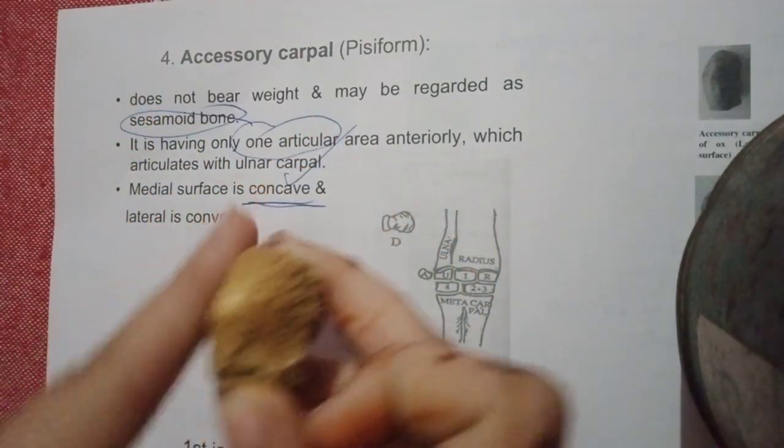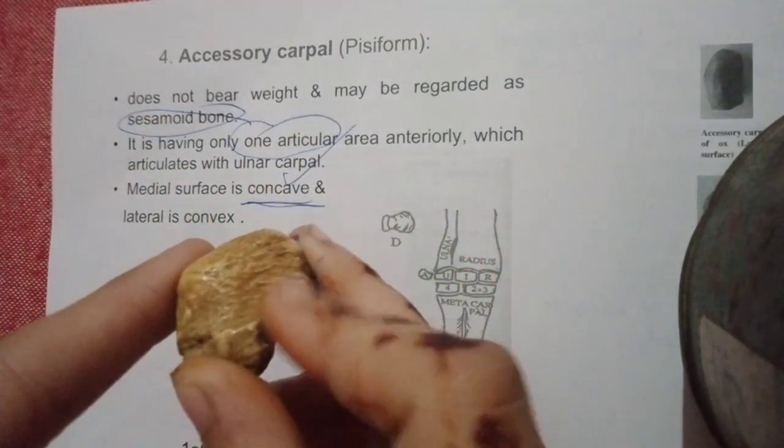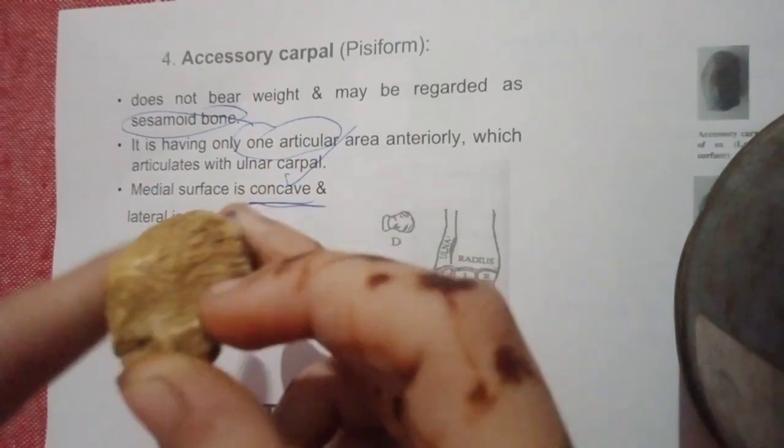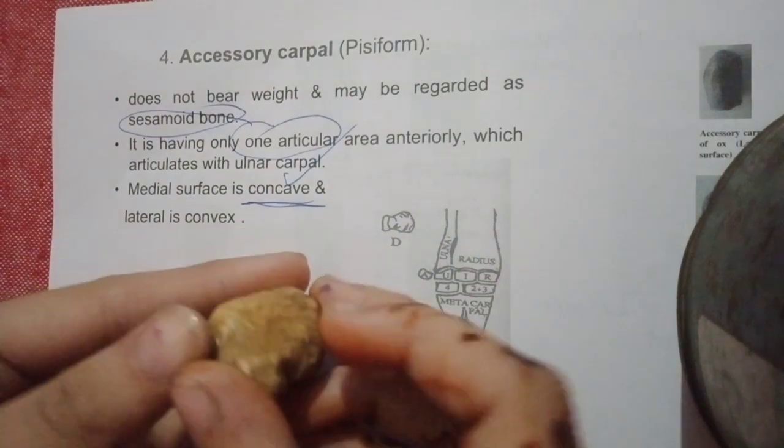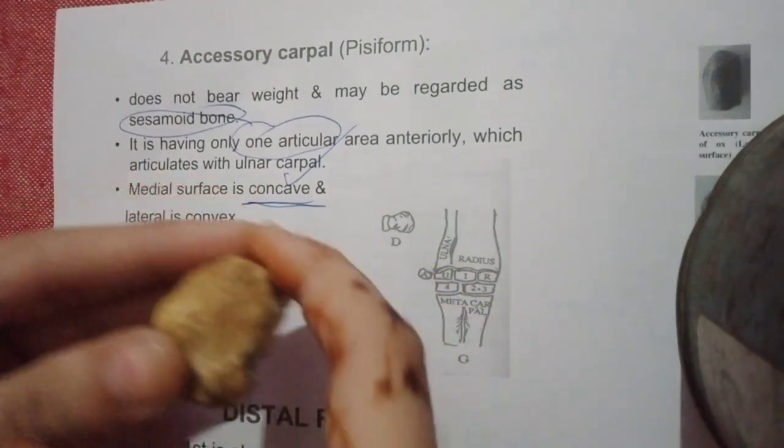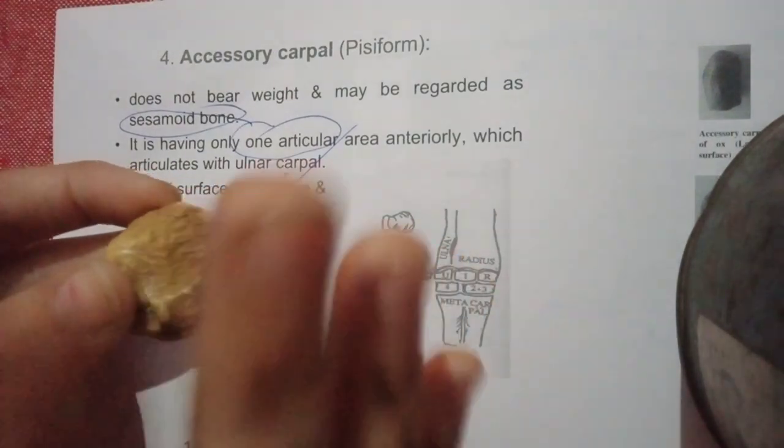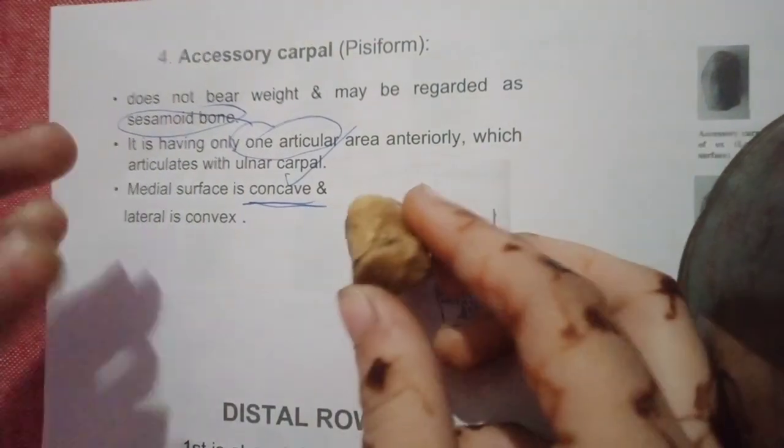So this is posterior. So medial one, lateral one. The medial one is concave, like see, it's slightly hollow, you can feel the inner side, and the lateral one is convex. It is bulging outwards. Clear? So this is a very simple bone.